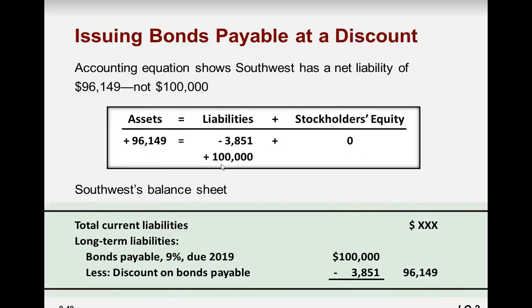A little look at the accounting equation. Our assets have increased. Our liabilities have increased by $96,149. Look at how it would be on the balance sheet. Our carrying value would be $96,149. Our bonds payable less the contra account of discounts on bonds payable.